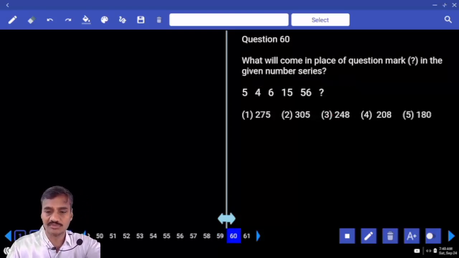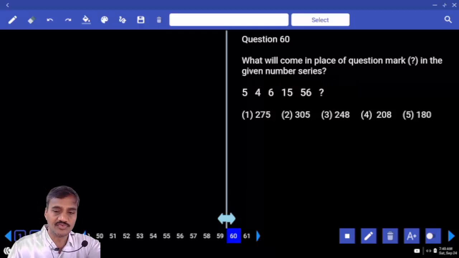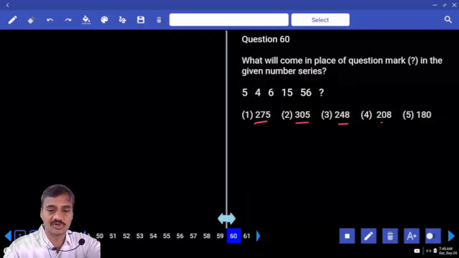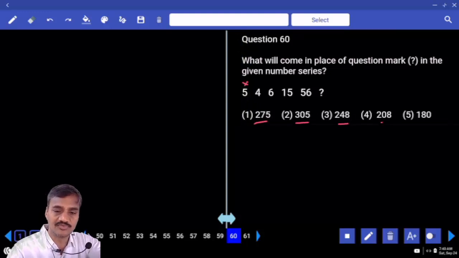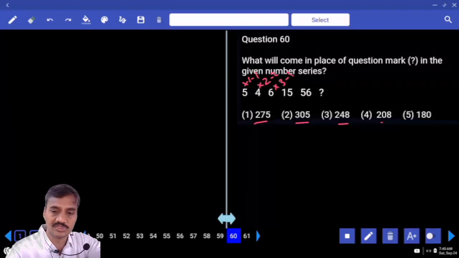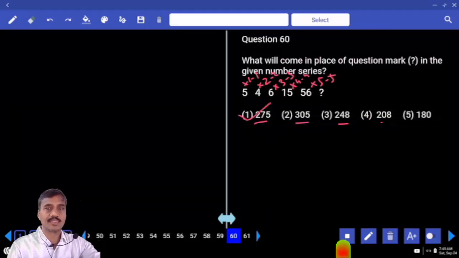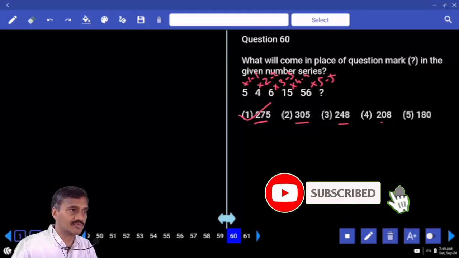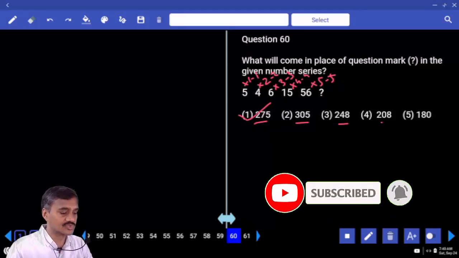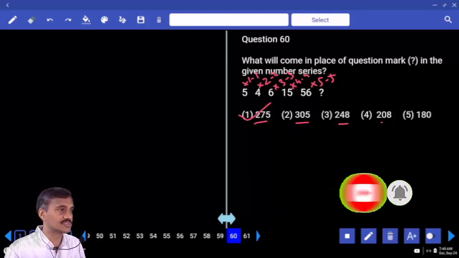Then coming to question number 60. 5 and 4, my number decreased once. Again the choices are in the 200, 300 range. Numbers are increasing at a very fast rate. Into 1 minus 1. What is it here? Into 2 minus 2. Now here it is 6 into 3, 18 minus 3. 15 into 4, 60 minus 4. And into 5, 280 minus 5, 275 choice. Done with this? Now the given numbers are into 1 minus 1, into 2 minus 2 and so on. Choice 1 is the answer, question number 6.